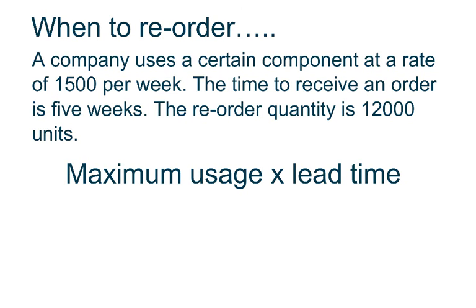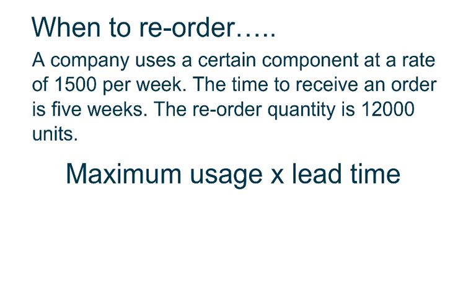A company uses a certain component at the rate of 1,500 units of this component per week, and the time to receive an order is 5 weeks. So now you can see that we are talking about weeks: 1,500 units per week, and to receive the goods will take us 5 weeks, and the reorder quantity is 12,000 units. So when should we reorder?